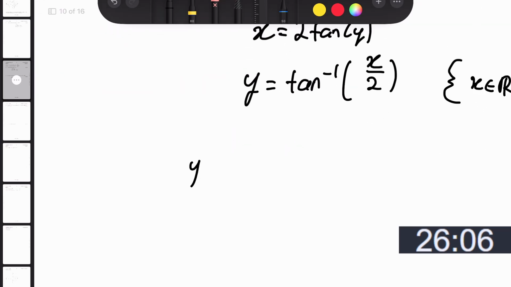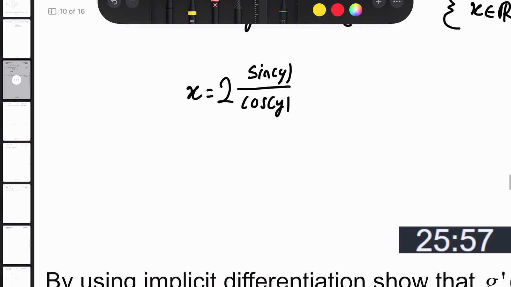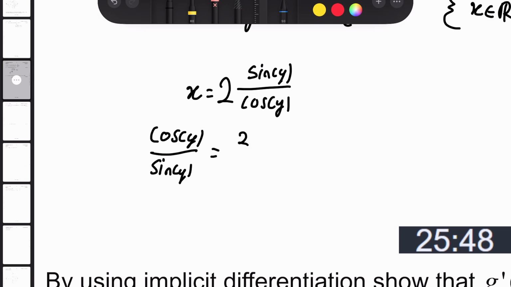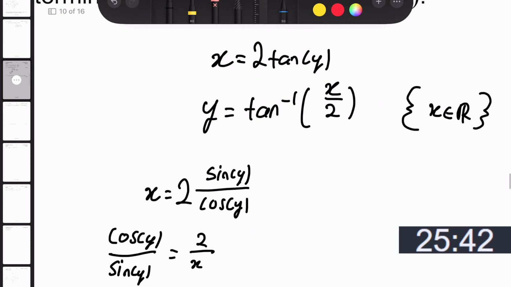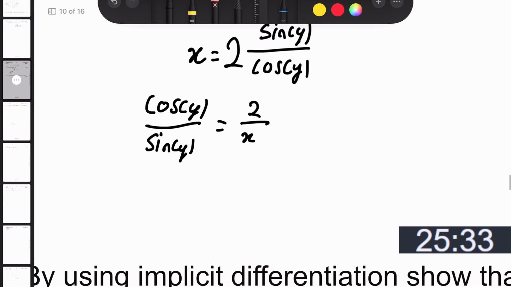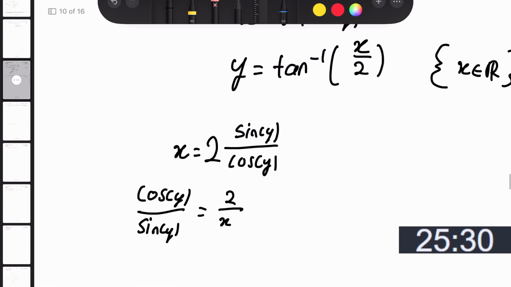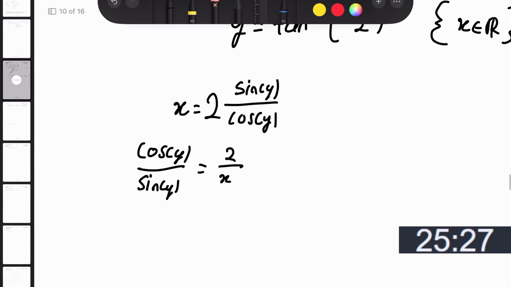So x is equal to 2 sine y cosine y, and I want to isolate y. So let's say cosine of y over sine of y equals 2 on x. This is cot of y is equal to 2x.